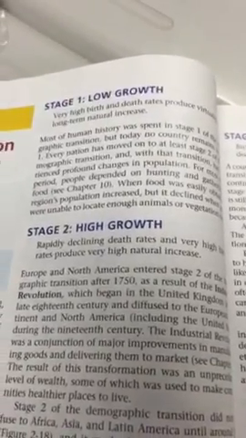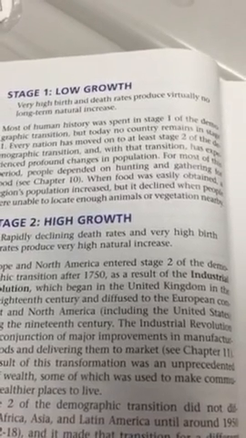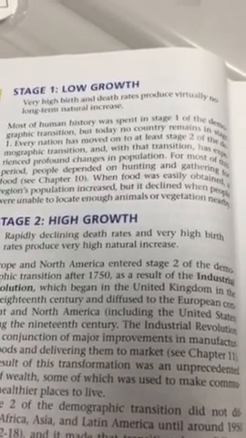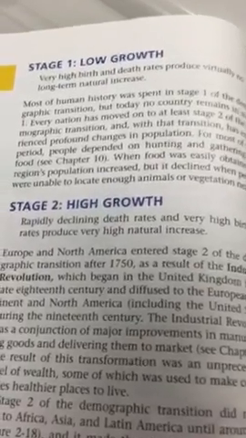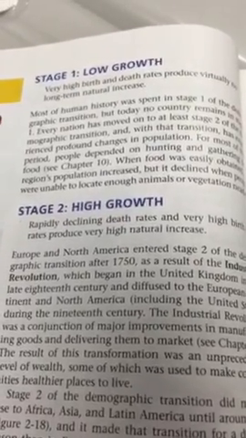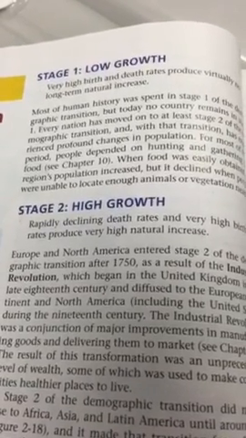Stage 1 is low growth. All right, this is what happens at the very beginning of a civilization. This is very high birth rates and very high death rates. So basically what happens is there's no natural increase because you got a lot of people being born, you got a lot of people dying. There is no country in the world today that is in stage 1.